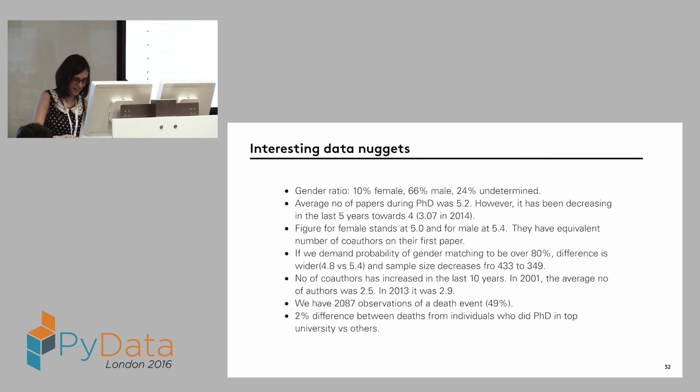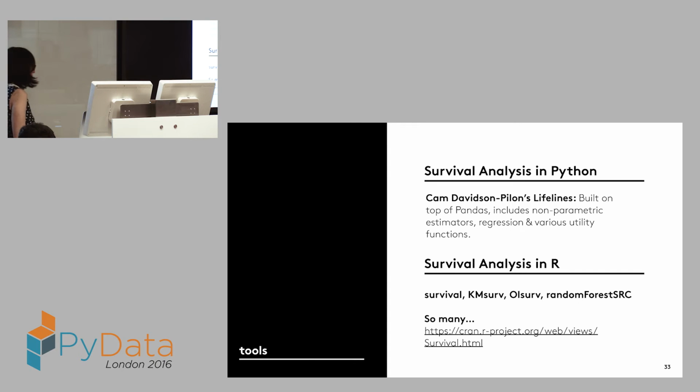Other types of nuggets. So, okay, tools. If you're going to do survival analysis, you can go to Python and just Google survival Python, and you'll probably find Cam Davidson-Pilon's Lifelines, which is a very good library. It's built on top of pandas, includes non-parametric estimators, regression, and various utility functions. And the API is very similar to scikit-learn, so you can basically start doing stuff out of the box.